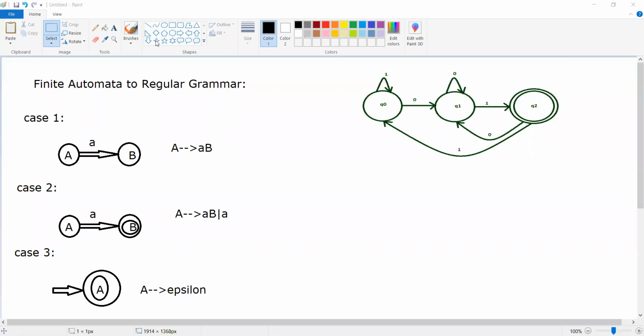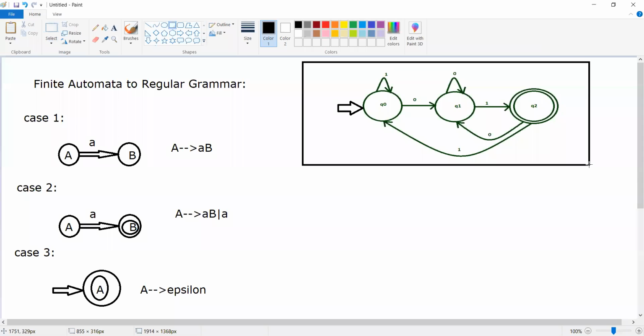Now let us consider this example. For example, let us assume that this Q naught is our initial state and Q2 is the final state, and Q1 is a normal state. Now this is the finite automata which has been given for us, and this finite automata needs to be converted into the corresponding regular grammar.